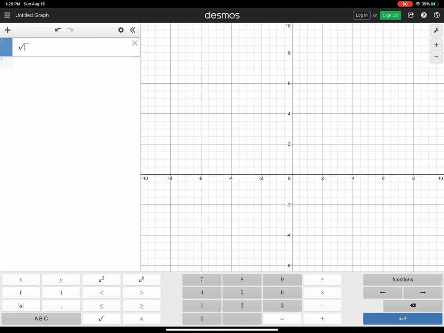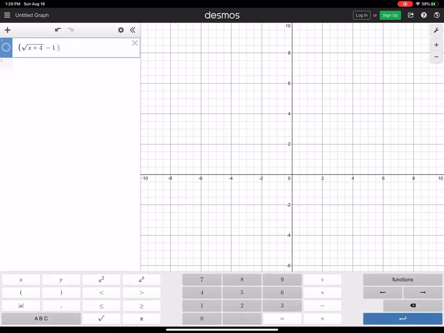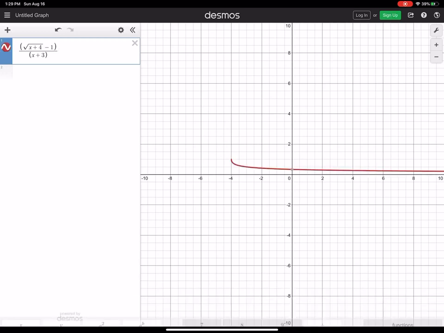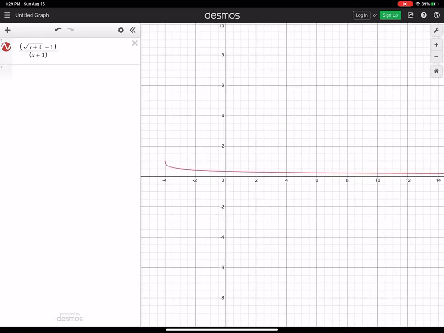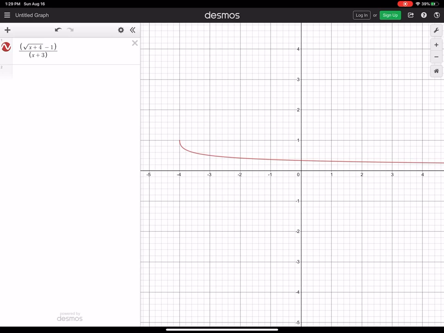And I'm going to type in square root x plus 4. Let's get out of the square root, minus 1. And then we're going to divide. Oop, I need parentheses. So let me go up here and throw some parentheses. And we're going to divide this whole thing by parentheses x plus 3. Okay, and graph it. Now, you can't tell it here, but there is actually a hole at -3. So there is no value in my function at -3, okay?